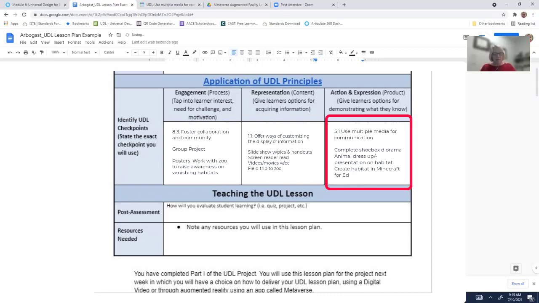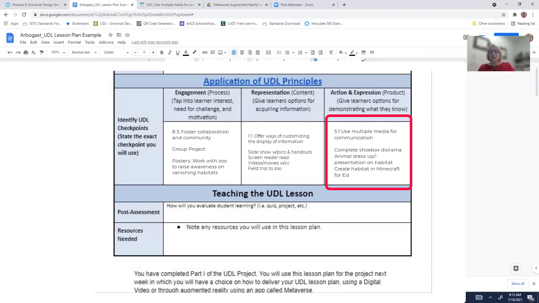And tell us about the habitat. I like that one. How about create the habitat in Minecraft for education? Ooh, that's a good one. That might also be engagement and could be something to where students could challenge themselves a little more. Instead of a diorama, they could create a Minecraft digital version of the habitat.